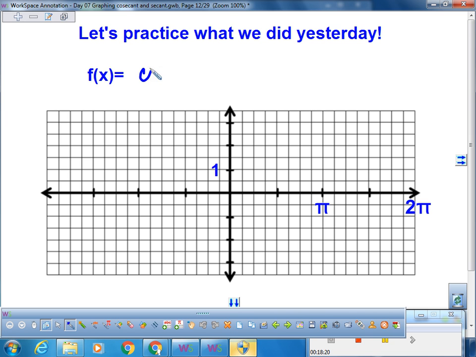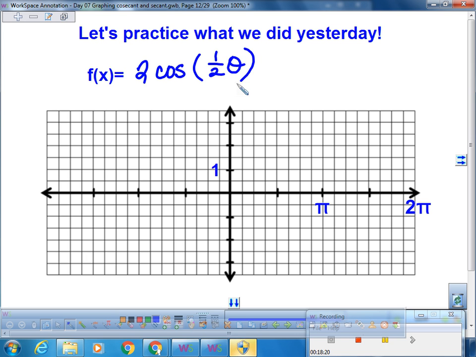What about cosine? Let's make two cosine, half of theta. What do we start with for cosine? 1, 0.